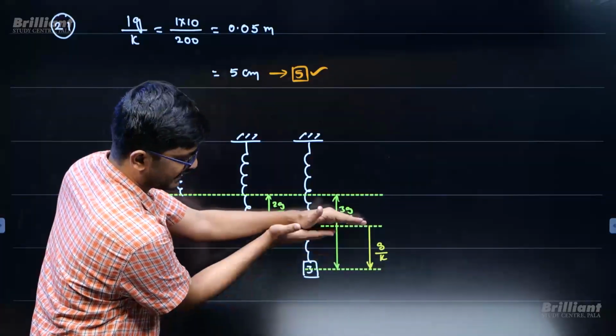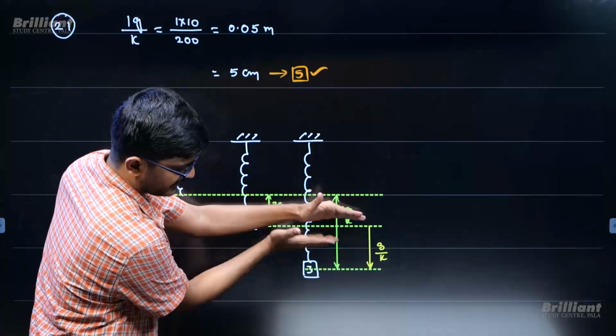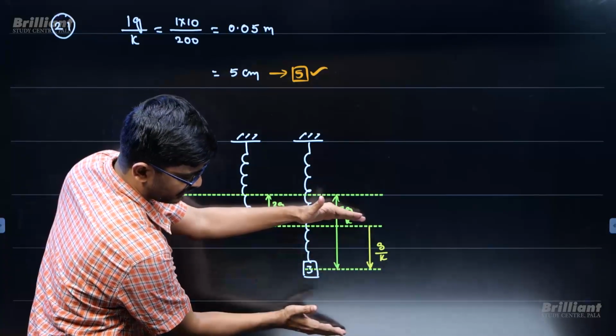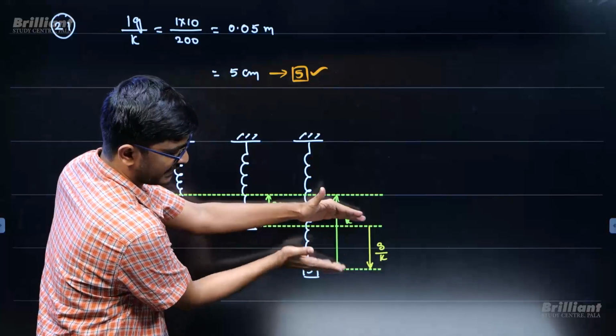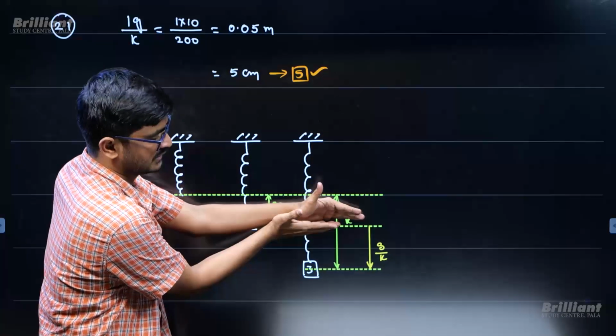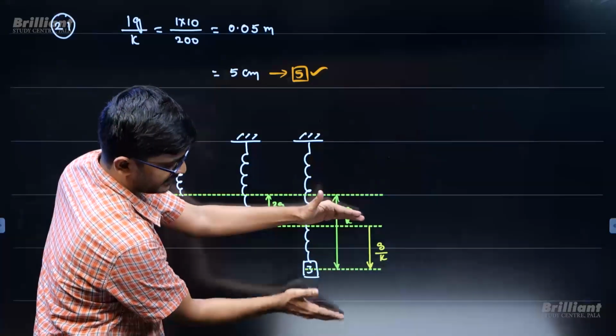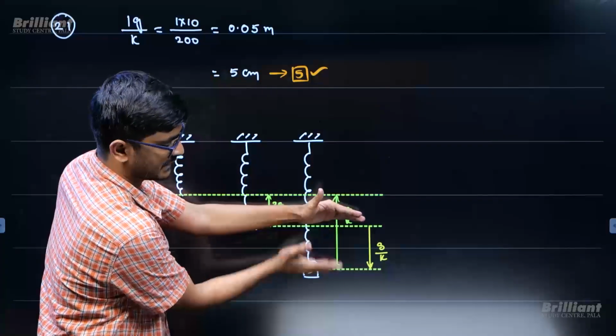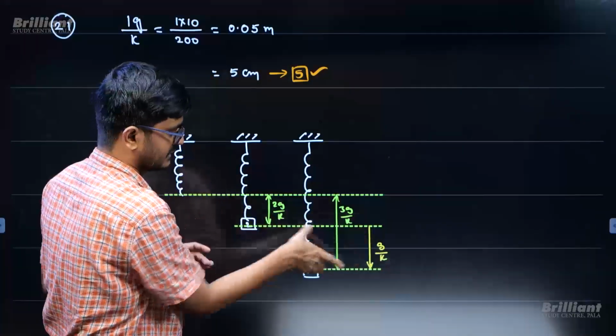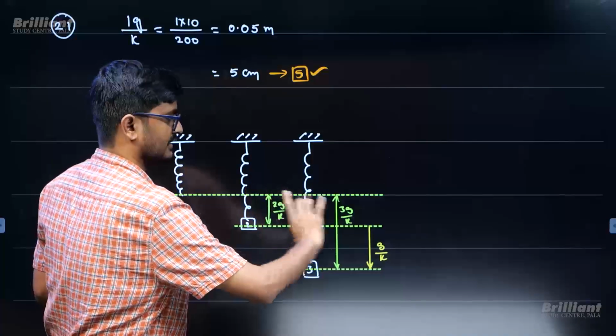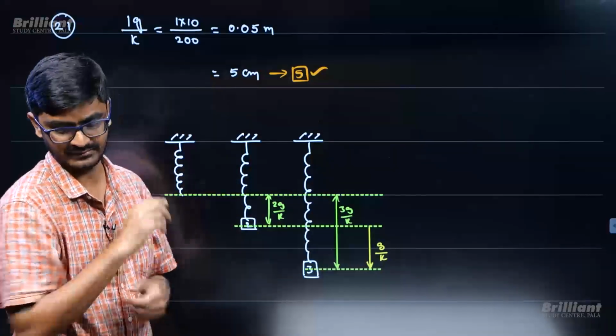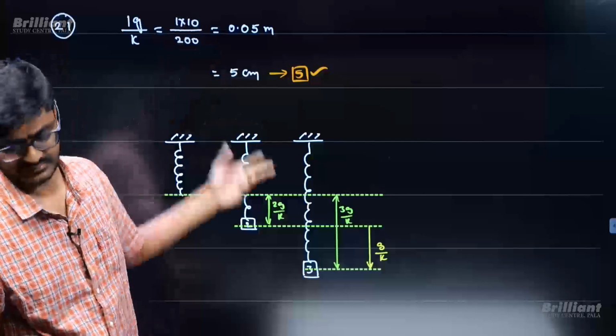It will be oscillating like this. It will go from here, cross the equilibrium position, go down, and come back. By energy conservation, when it comes here, it will be at rest. So again it will go back, it will go and come. So what is the amplitude? Amplitude is this much. This is 3g by k, this is 2g by k, so the amplitude will be 1g by k.